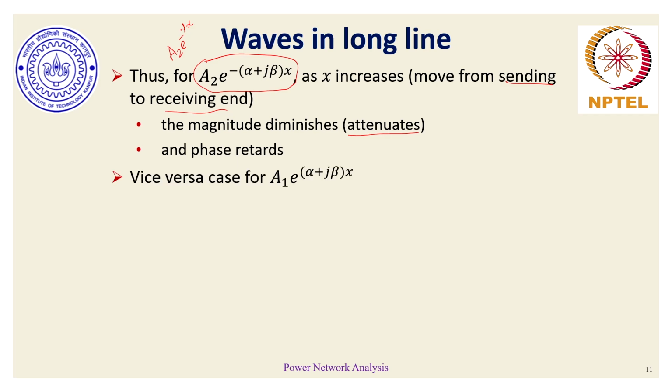Similarly, for a1 into e to the power alpha plus j beta x, which is a1 into e to the power gamma x, we would have that as we are moving away from sending end to receiving end, the first term will have increase in signal strength and the phase angle would advance rather than retarding.